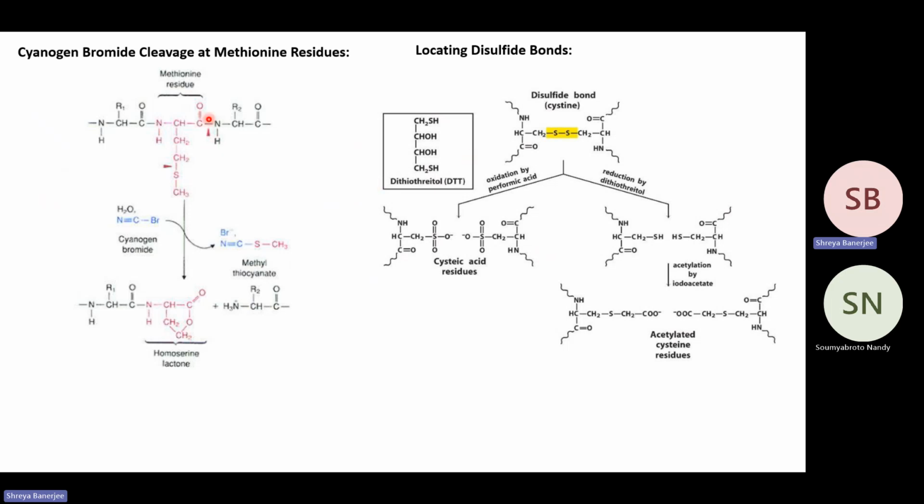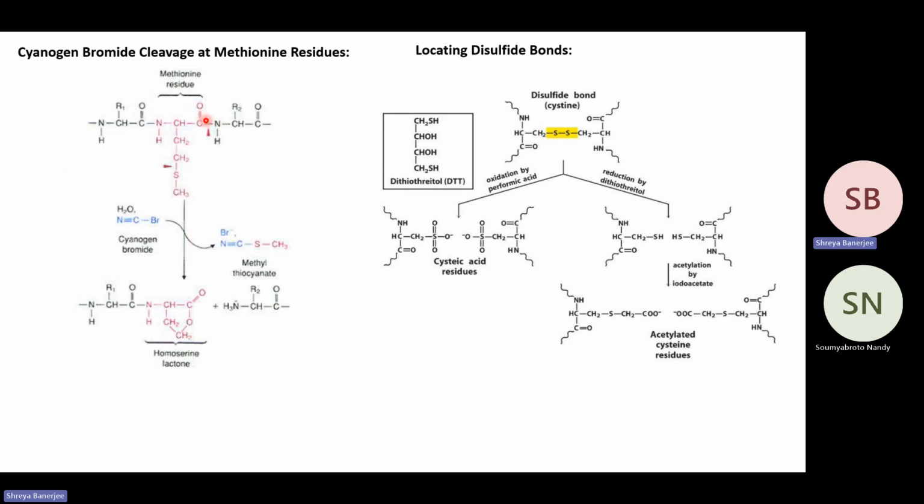And there are certain methods which can be used to locate disulfide bonds. First of all, if we want to calculate how many methionine residues are there in a protein, basically the protein is reacted with cyanogen bromide. Wherever there is a methionine, with the side chain CH2CH2SCH3, cyanogen bromide will react and it will lead to a cyclic structure called a homoserine lactone.